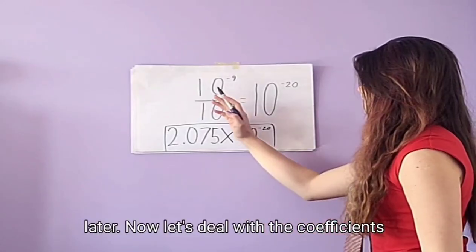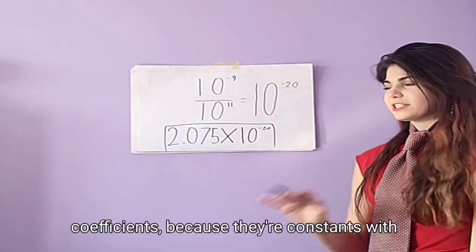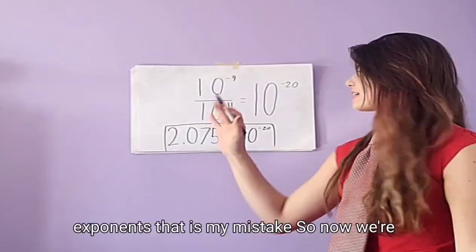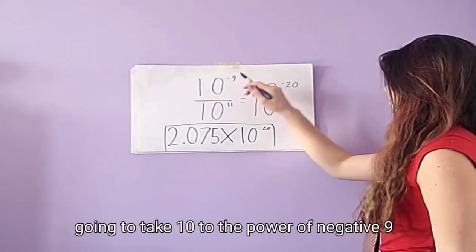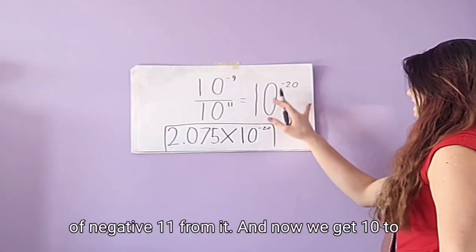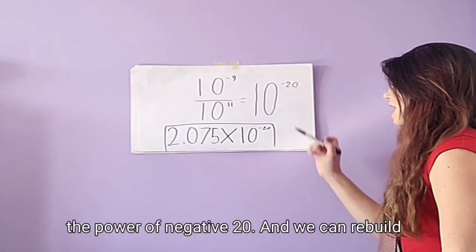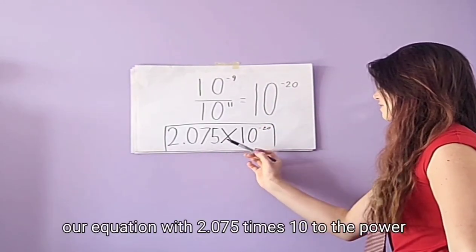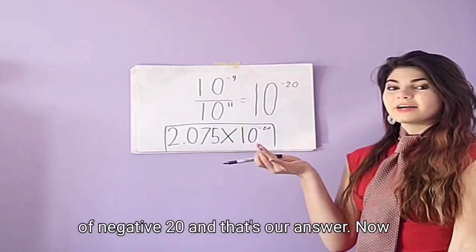Now, let's deal with the coefficients and the exponents. Actually, these aren't coefficients, these are still constants with exponents. So, now we're going to take 10 to the power of negative 9, and we are going to subtract 10 to the power of negative 11 from it. And now we get 10 to the power of negative 20. And we can rebuild our equation with 2.075 times 10 to the power of negative 20, and that's our answer.